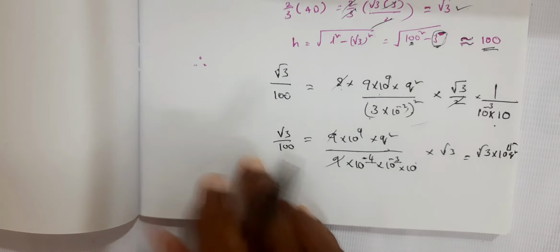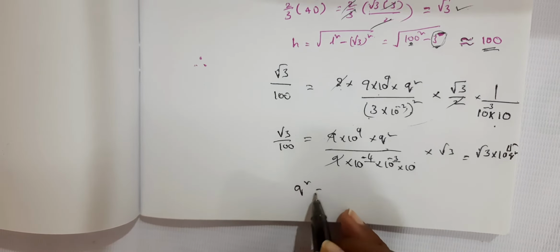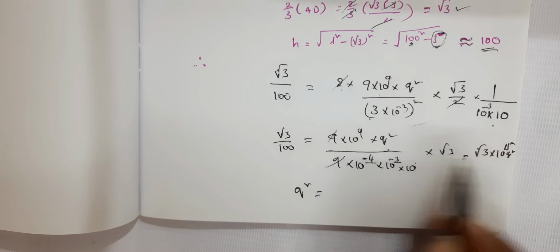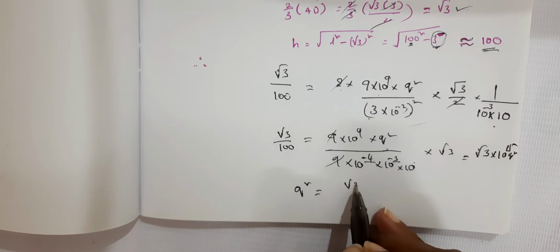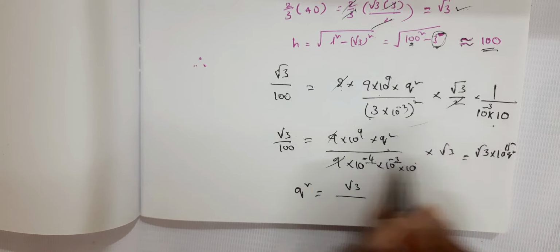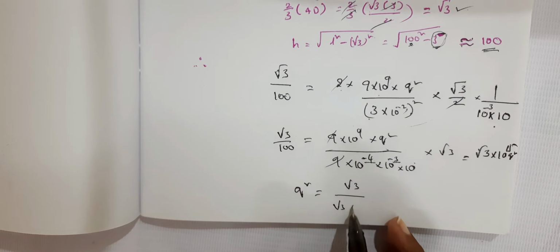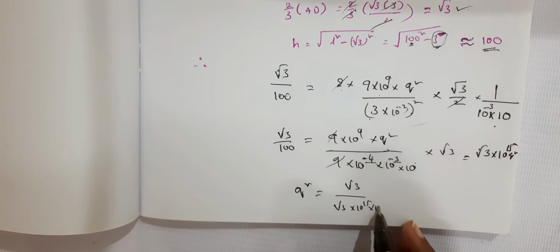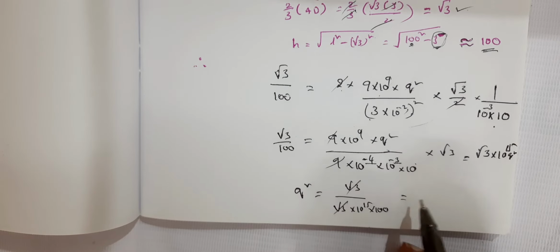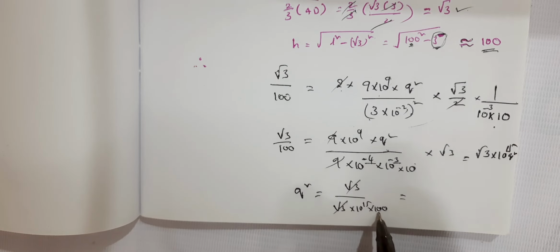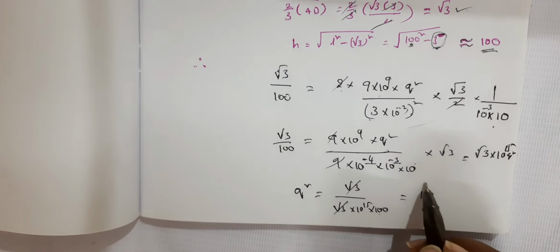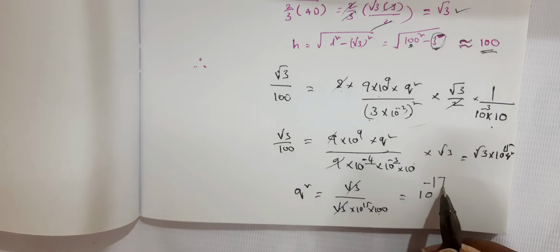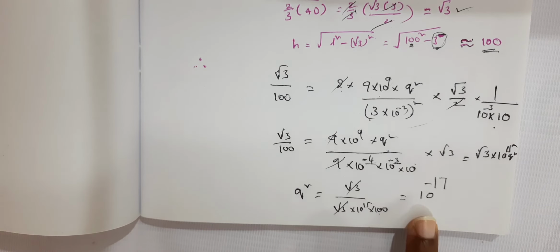Right. So now q square is equal to root 3 divided by root 3 into 10 power 15 into 100. Root 3 will get cancelled. So 10 power 15 into 10 square is 10 power 17. So it is 10 power minus 17. Right? So anywhere did we miss anything?